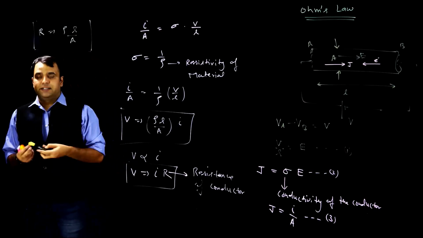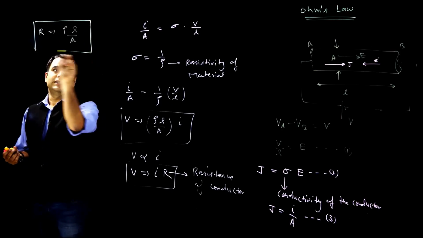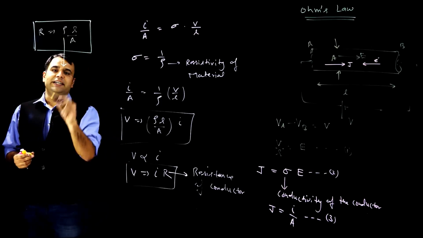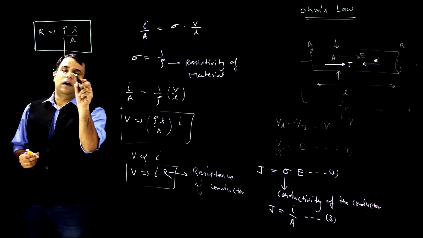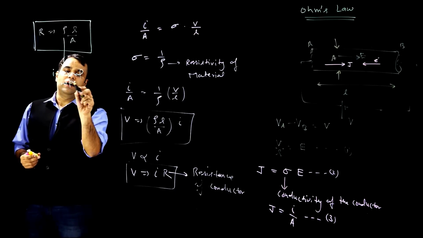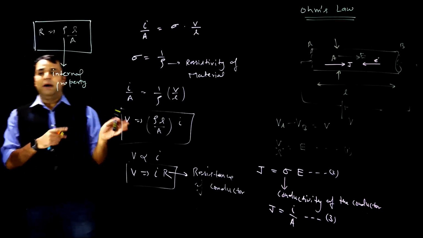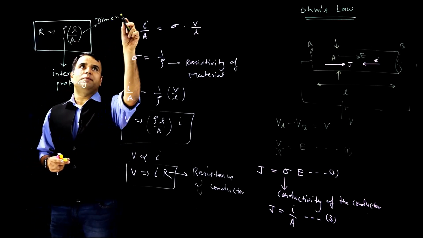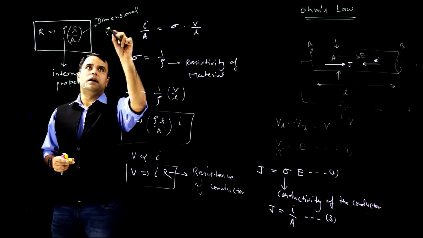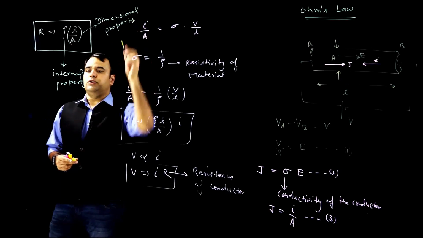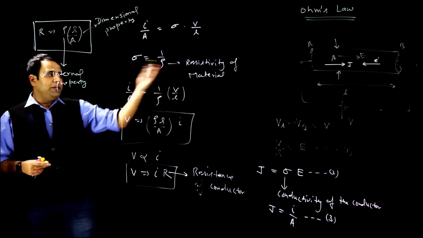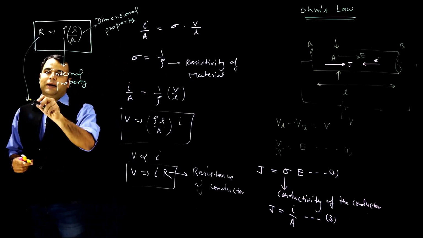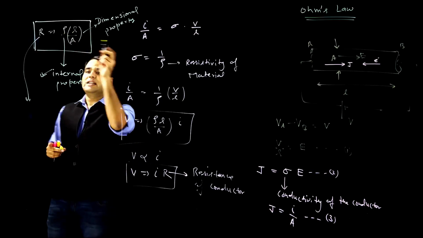So this equation is the relationship between the resistance and the resistivity. This resistivity is the internal property of the material. Basically, it depends on what kind of material you are using. And L by A is the dimensional property. So once you choose the material, the internal property is fixed. Then you think about the dimension, and once you get the dimension, you get L by A. So the resistance of the material depends upon the internal property as well as the dimensional property.